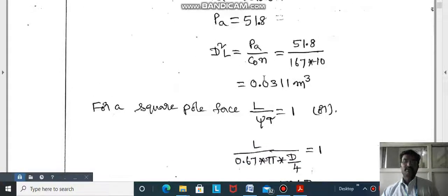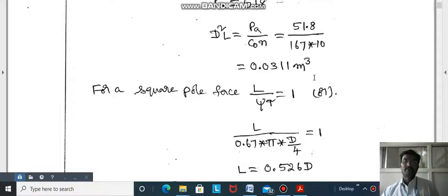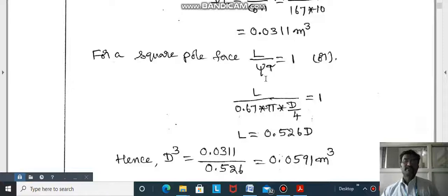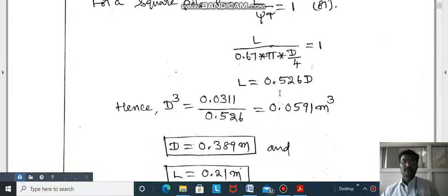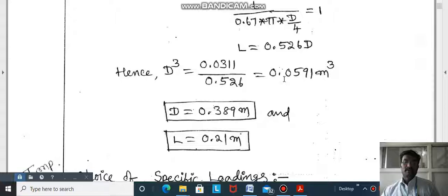D square L is equal to 0.0311 meter cube. For the square pole, L by psi tau is equal to 1. Okay, so D cube is equal to 0.0591 meter cube. So from these, if you simplify this one, we will get the value of D equal to 0.389 meters and L is equal to 0.21 meters.